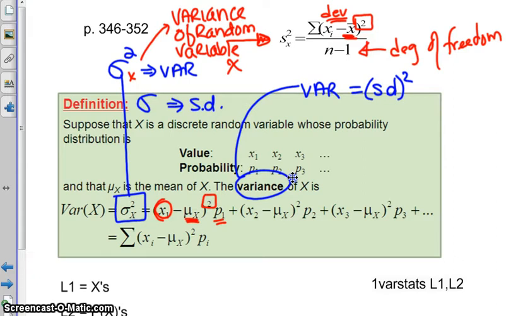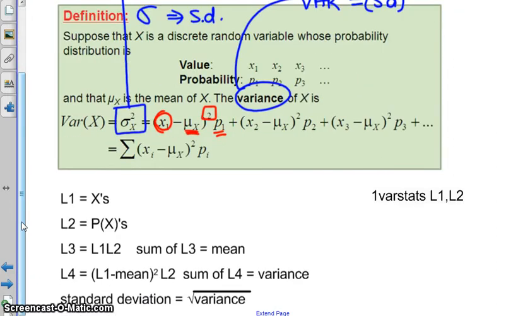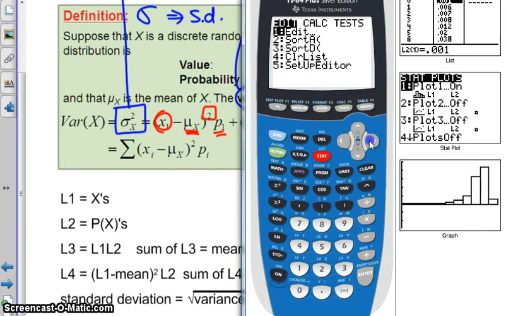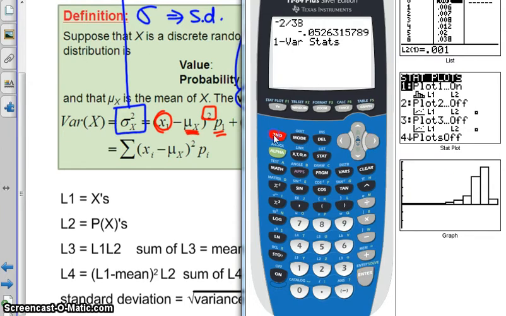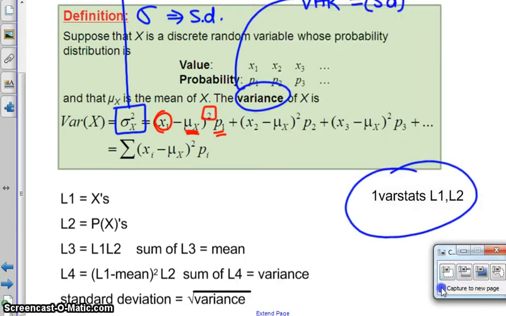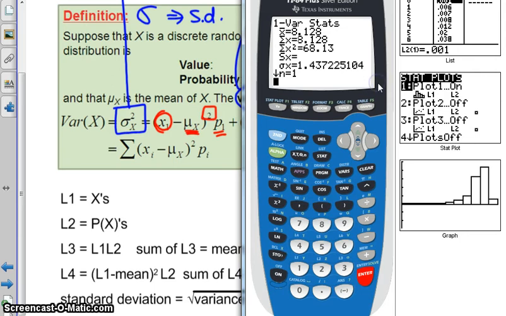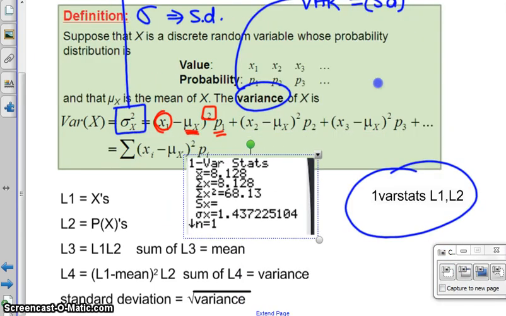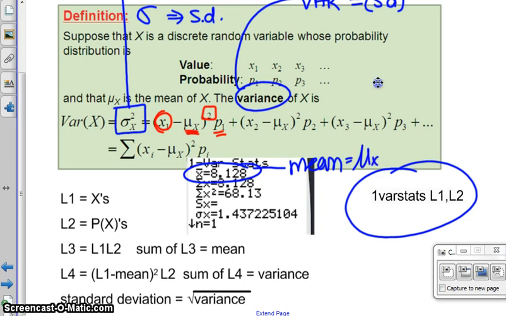Now, we're going to make this easy, and we're going to use the calculator. We could go a long way, but this is what I want you to write down and have in your notes. All I need to do, and we go back to our APGAR example, is go to my one variable statistics, and then I need to put in the two lists that I'm using, separated by a comma. And when I get this, that is my mean, or my mu sub x, and this is my standard deviation sigma sub x.